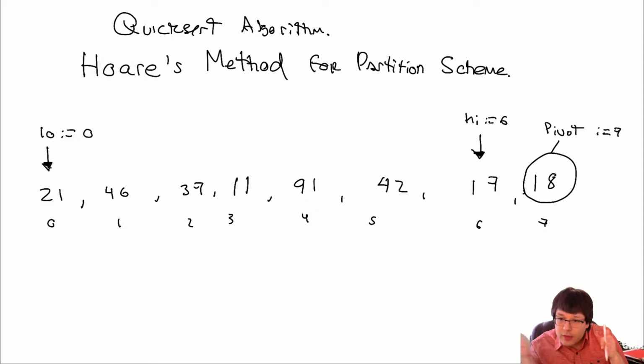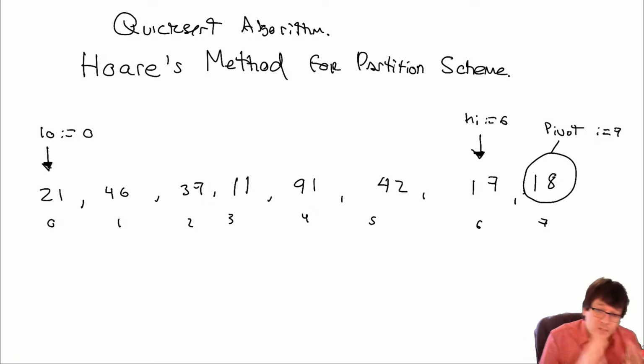I went ahead and numbered the indices of the array, and I have two integers that are pointing to different indices. I have low and high. Low is going to start by pointing to the first item in my array, and high is going to be pointing to the last item in my array. Okay?